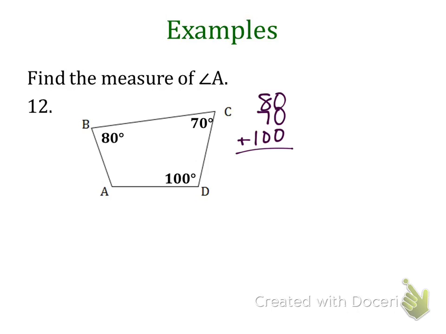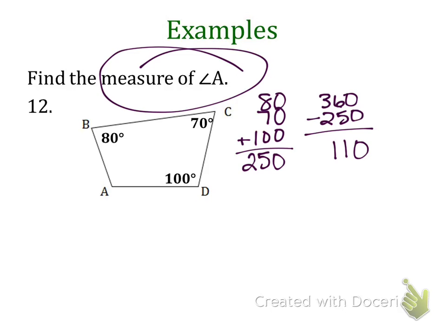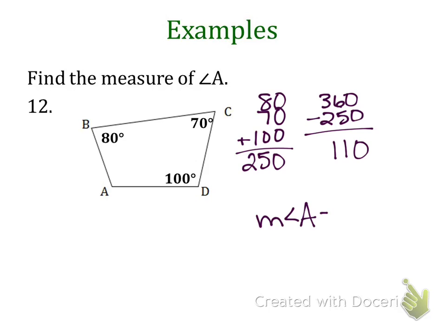Now let's practice this one. First, we add those 3 together, take that away from 360, and we get 110. All right. Because the directions say find the measure of angle A, how I can represent my answer is: measure of angle A equals 110.